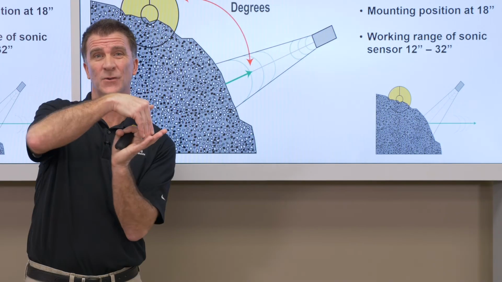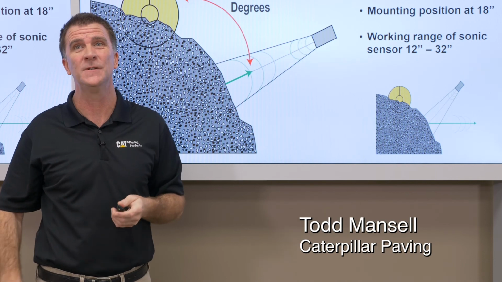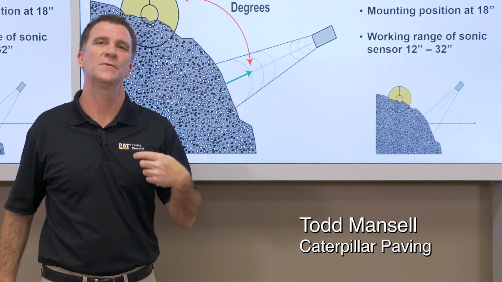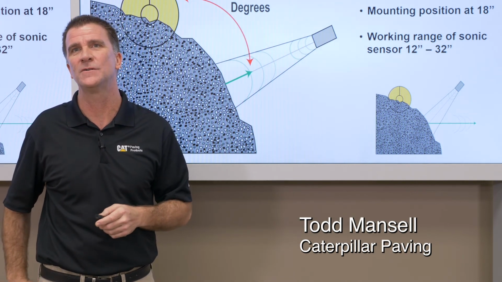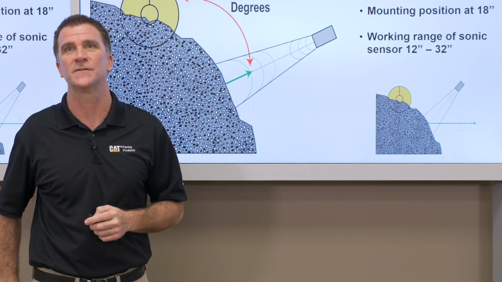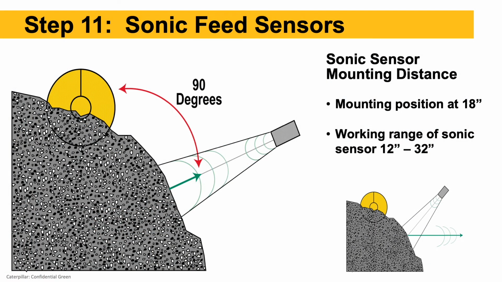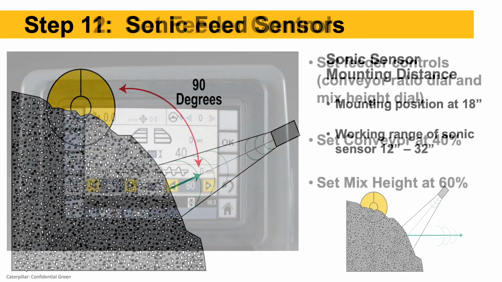That's sound waves, so if we don't aim it as square as possible, it loses some signal. We just don't get as good a control over the mix height with the sonic sensor if it's not aimed at 90 degrees to the mix. The working range for sonic sensors is typically 12 to 32 inches. So we're positioned about 18 inches away, which gives us lots of flexibility.